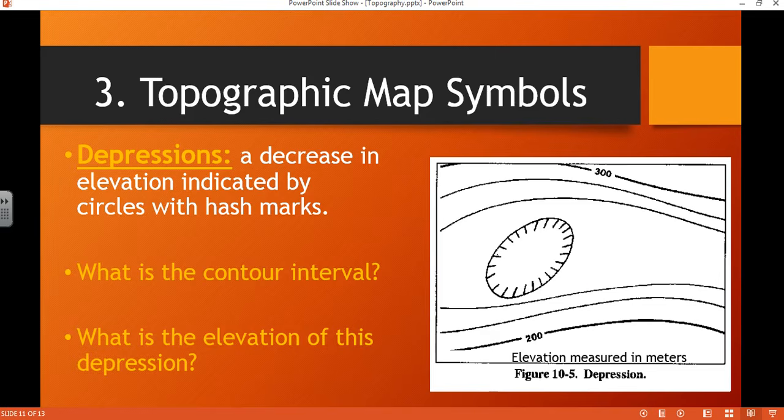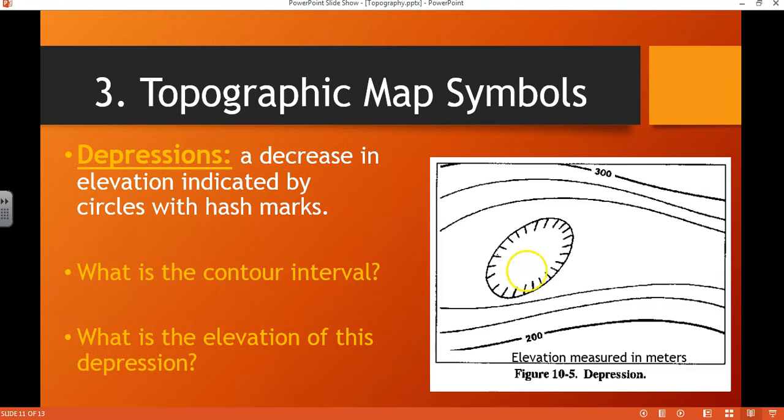You also need to be able to identify a depression, and a depression is basically a circle that has a hash mark. Those hash marks represent a decrease in elevation instead of an increase in elevation.